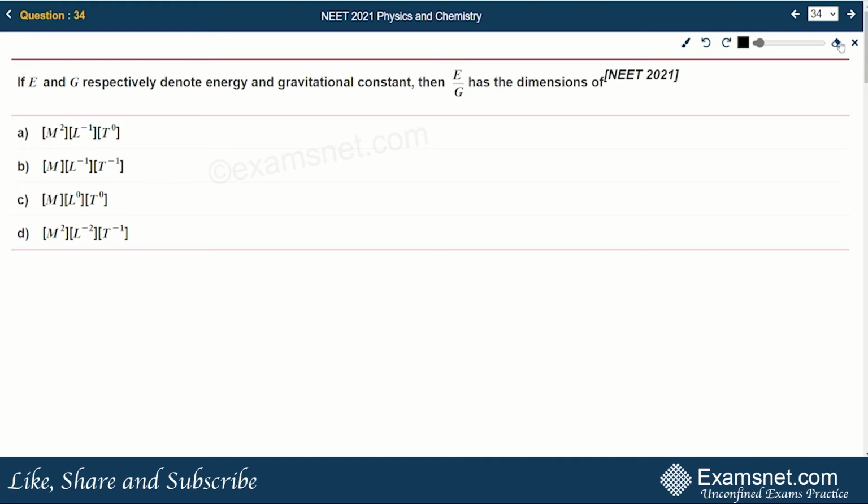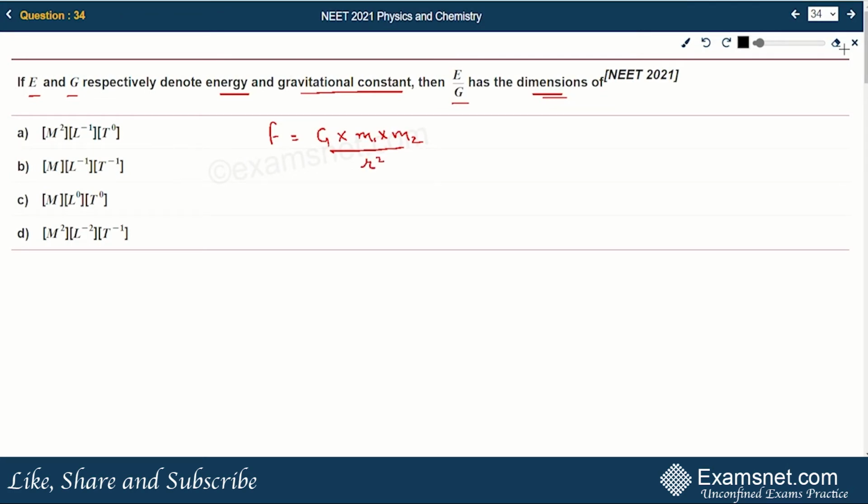Now question number 34 is from the topic dimensions, and the question is: if E and G respectively denote energy and gravitational constant, then E divided by G has the dimensions of, and here are the options. First of all, we know the formula for force in case of gravitation. It is equal to G into M1 into M2 divided by R square, right?